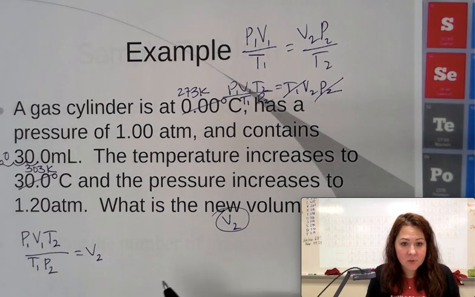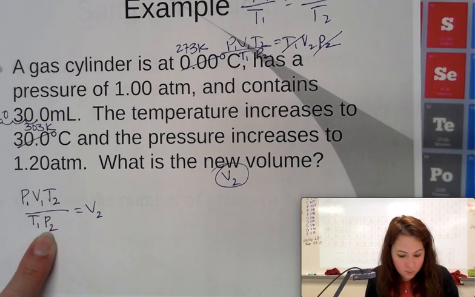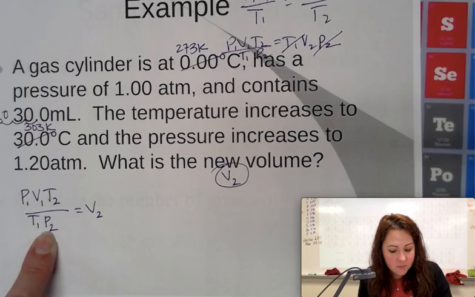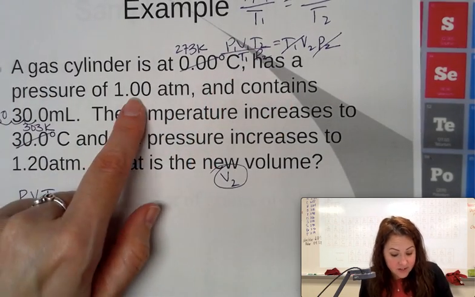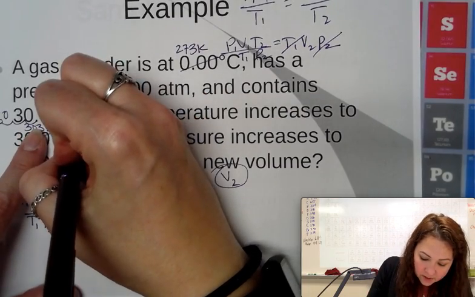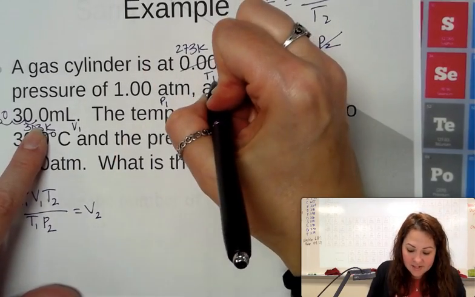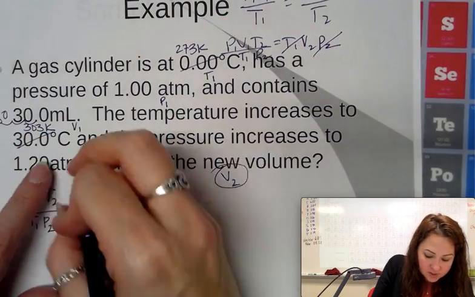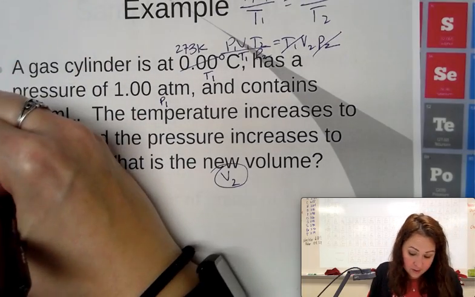So now I'm just going to use my rearranged math problem here to plug in my answers. First I need to identify my variables. It says a gas cylinder is at 0 degrees Celsius, has a pressure of 1 atm, and contains 30 milliliters. So this is my volume 1, pressure 1, temperature 1. My temperature increases, so my new temperature is there. The pressure increases, so there's my new pressure there.